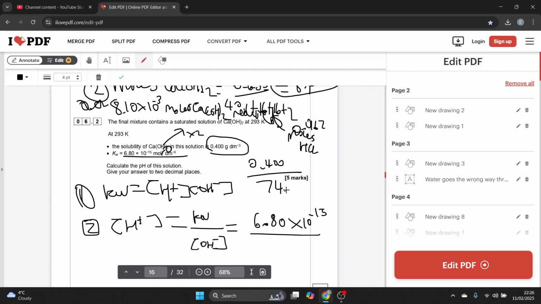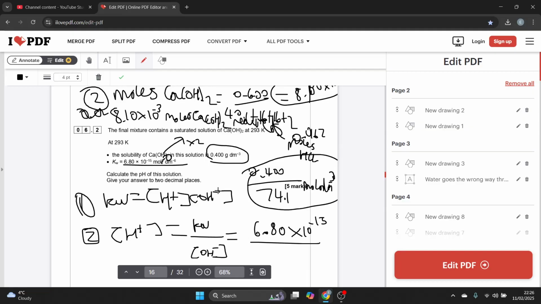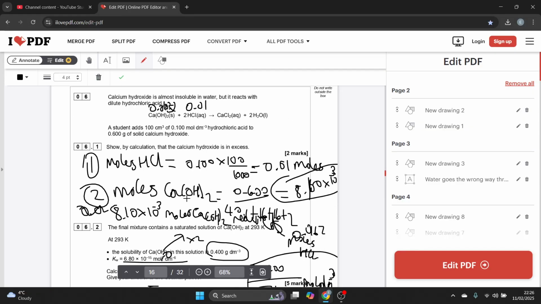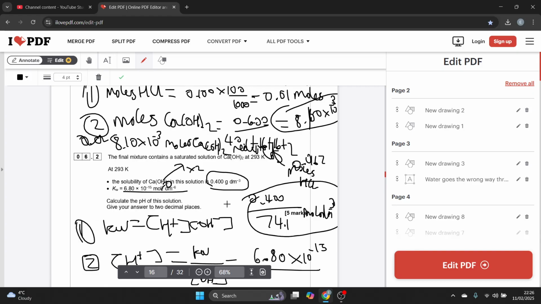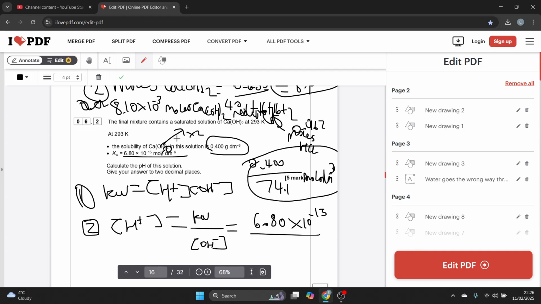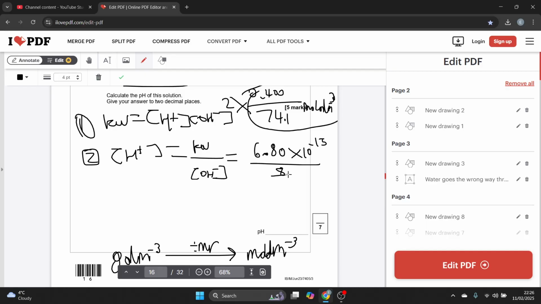Now this gives me moles per dm cubed. And that's obviously the concentration. Solubility of this is that. Yeah, that's the concentration. Then what I know is, because I've obviously got 2 hydroxide ions, I need to times it by 2. So I do 0.400 divided by 74.1 to convert grams per dm cubed to moles per dm cubed, just divided by the Mr. Then times by 2, and I get 8 over 741. I'm going to leave it like that.